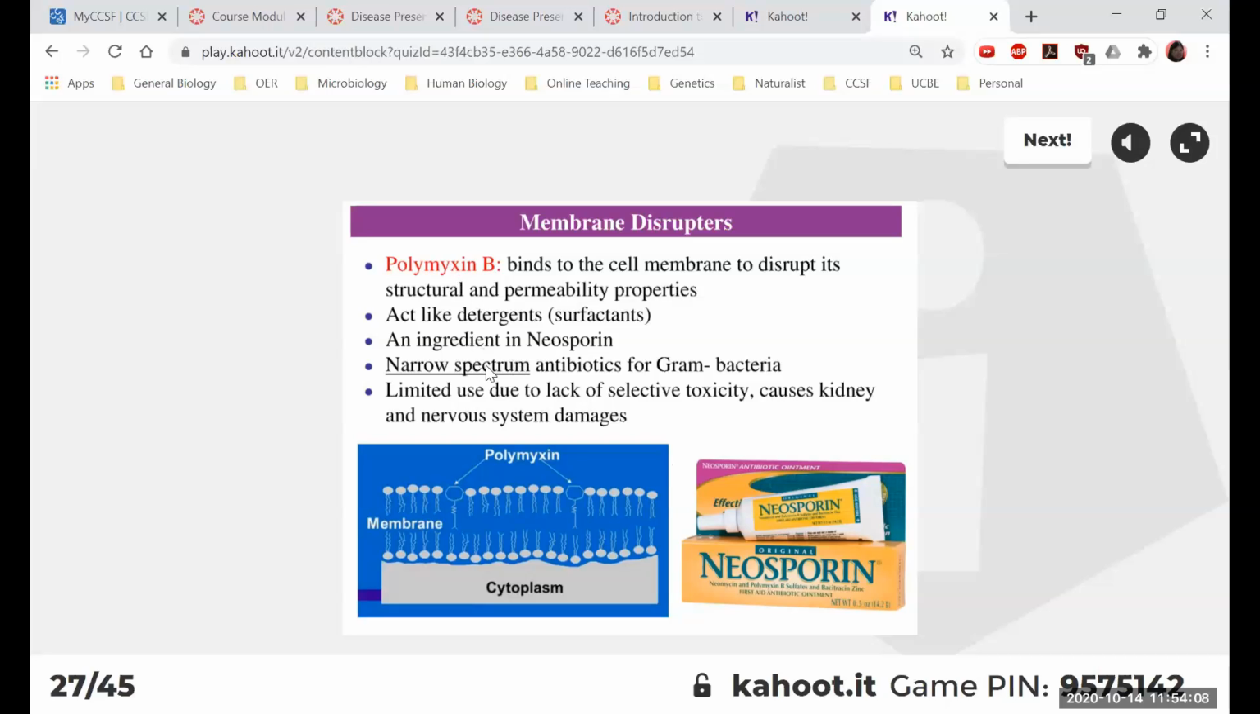Polymyxin B tends to be narrow spectrum because it's much more effective for gram-negative bacteria. That also makes sense because gram-negative bacteria have a lot more membrane material. They have the cell membrane, and they also have the outer membrane. But the limitation is that the toxicity is very poor, and it tends to cause kidney damage and nervous system damage.